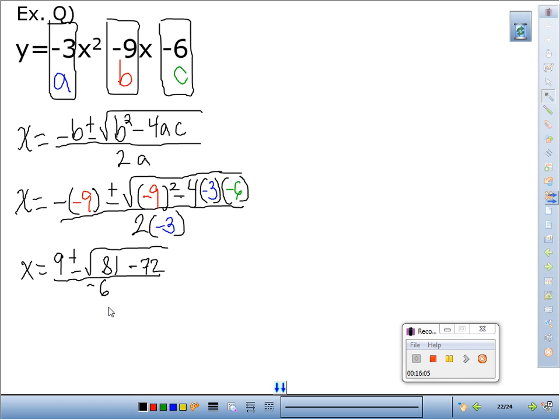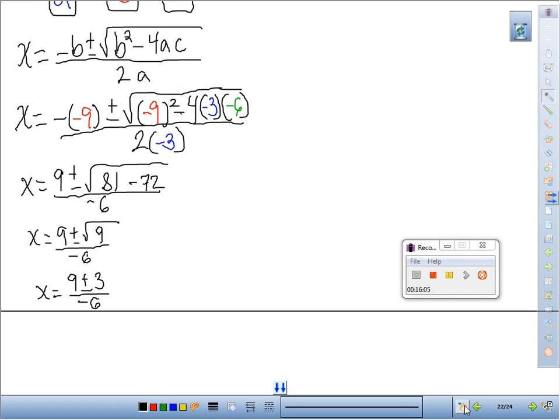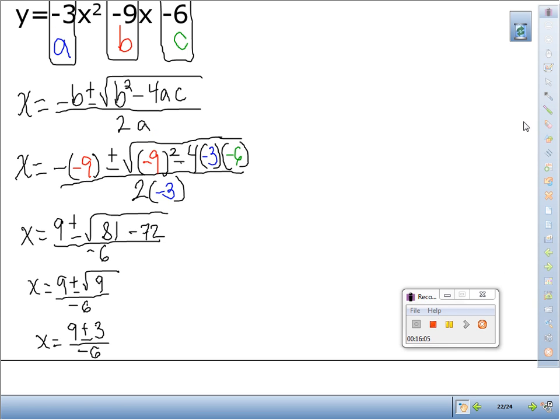So far, so good? We're still not done simplifying because we have this radical that we need to get rid of. So let's see. X equals 9 plus minus square root. What is 81 minus 72? 9. And then all that over negative 6. X equals 9 plus minus, square root of 9 is 3, and all that over negative 6. All right? Are we there so far? Yes, Mr. Cube. All right, good.